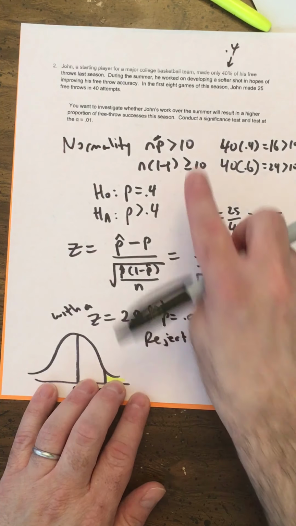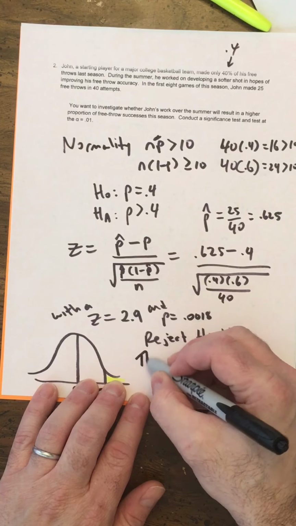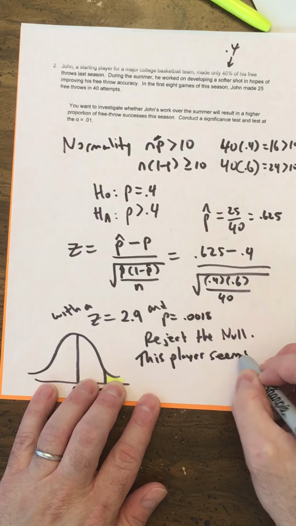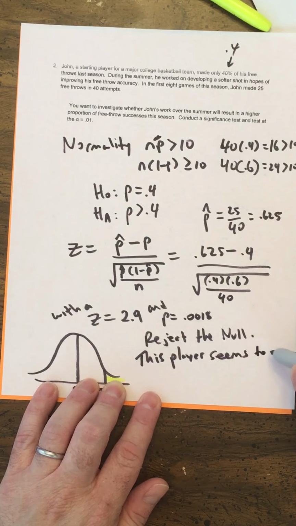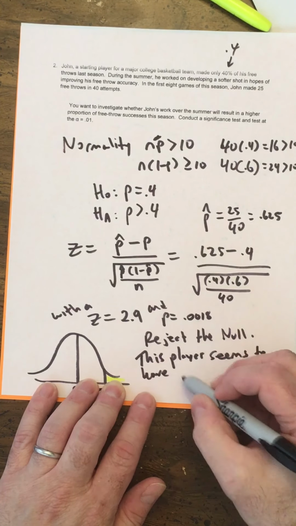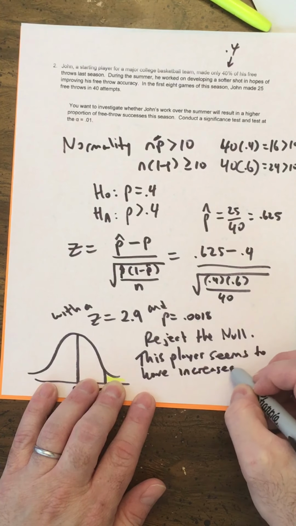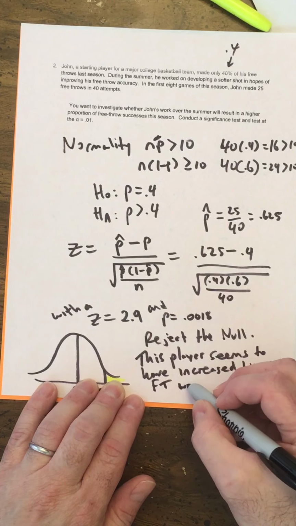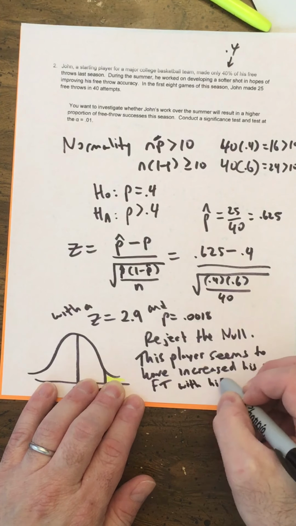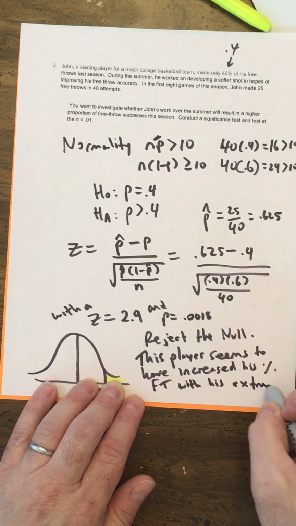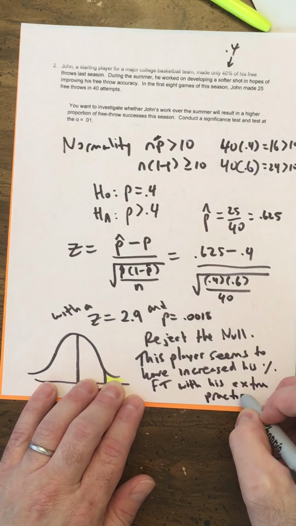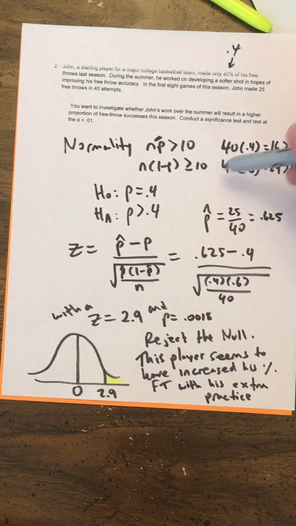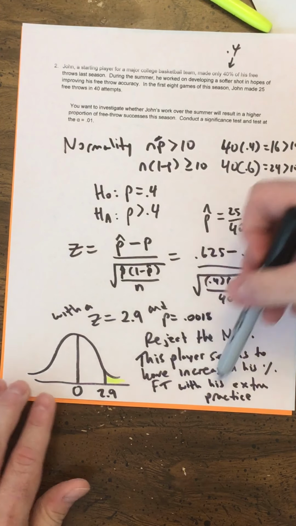You're going to say, this player seems, we never want to say proves, seems to have increased his percentage of free throws with his extra practice, or whatever you want to say in terms of what his treatment was to improve his performance. Okay, but you still need the context down there.